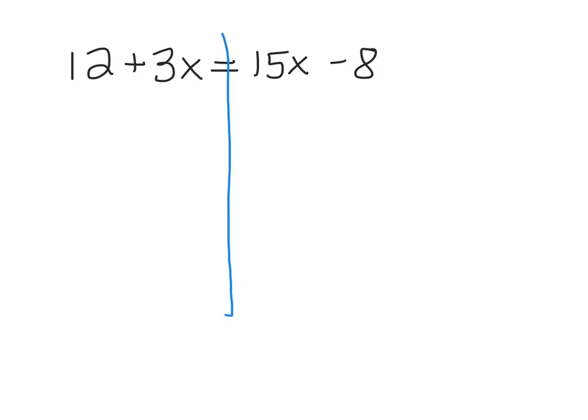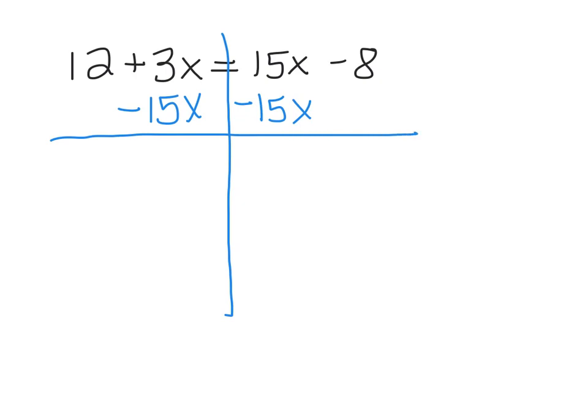So the inverse operation to a positive 15x is to subtract 15x. And I'm going to put it under the like term, the x term, on the other side. And I'm going to bring down everything. So 12. Then I have 3x plus negative 15x, or minus 15x, is negative 12x, equals, those cancel out, negative 8. So now I've got all of my variable on one side of the line.